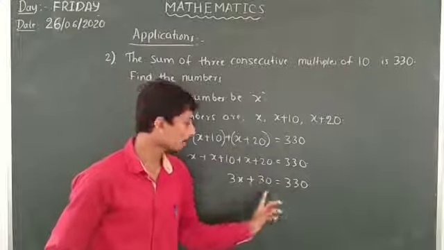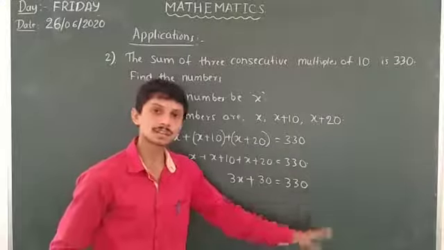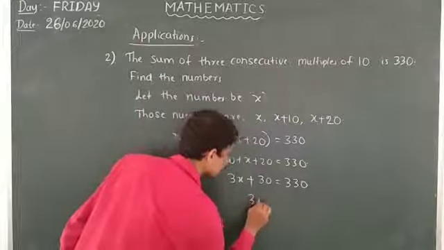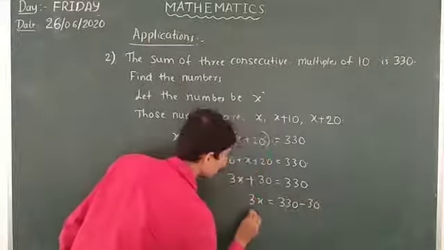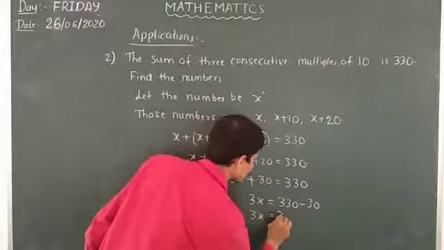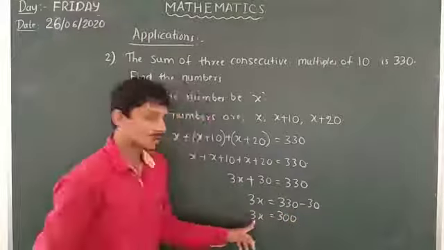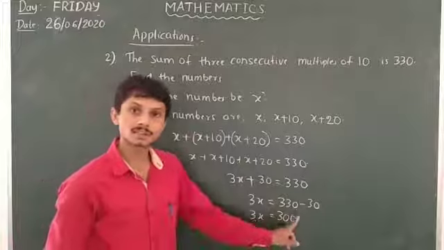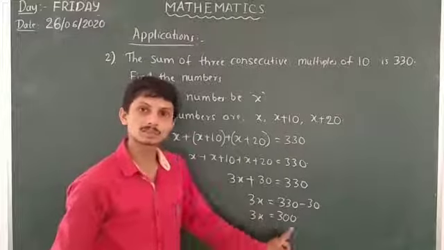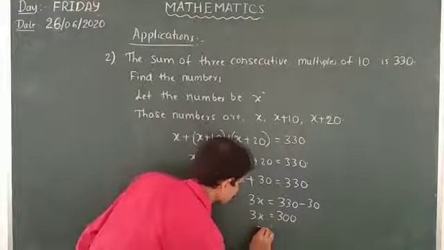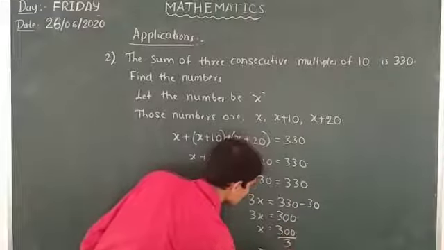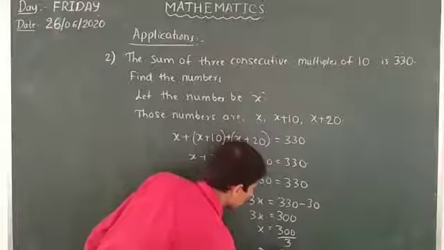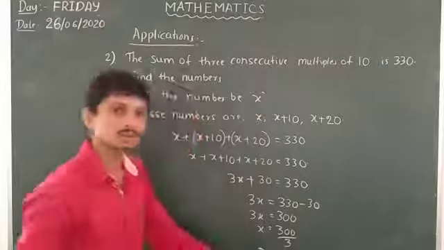So after transposing, it turns into subtraction. 3x is equal to 330 minus 30 here. So 3x is equal to 300. So we are transposing 3 to the RHS. After transposing, it comes to the denominator. x is equal to 300 by 3, so x is equal to 100 here. That means x is equal to 100.